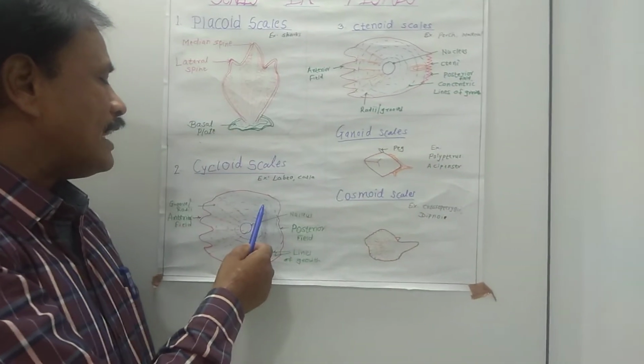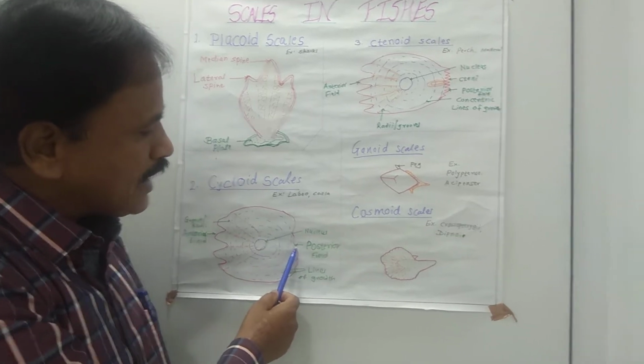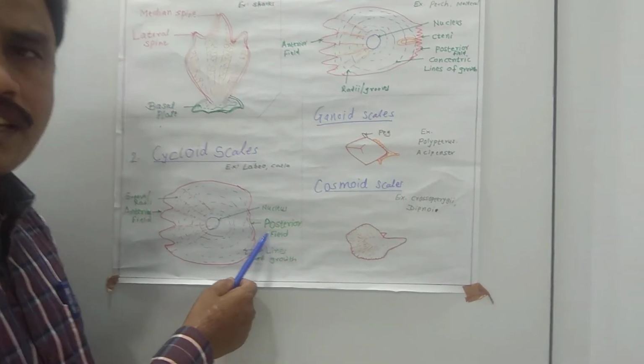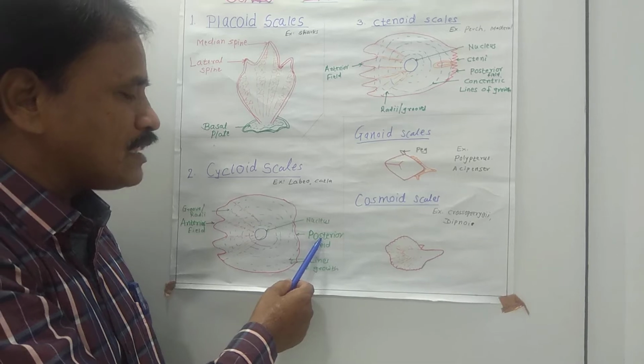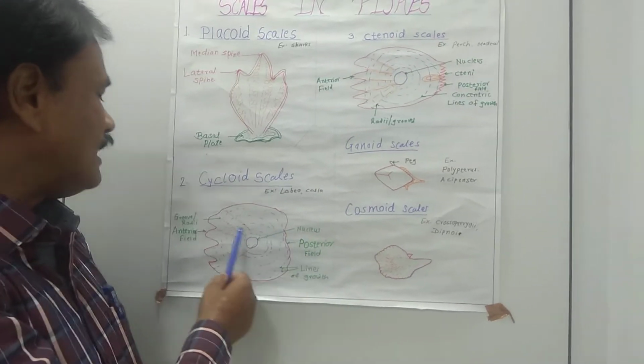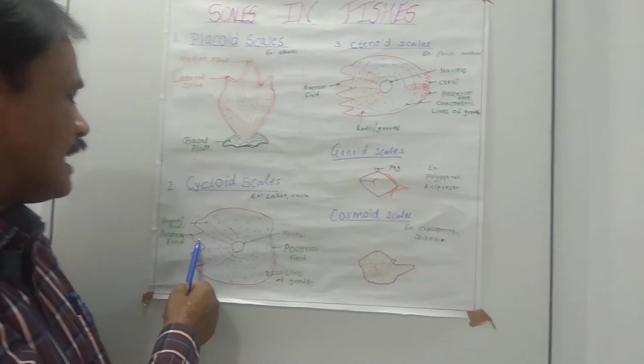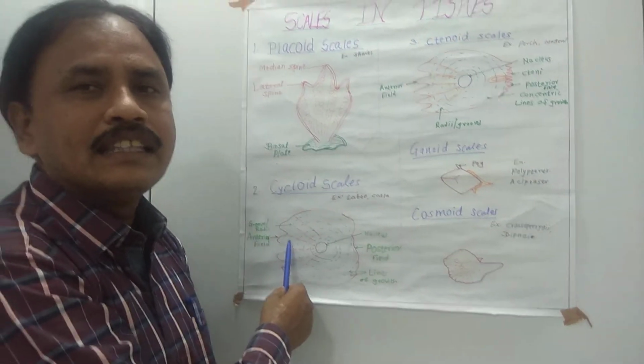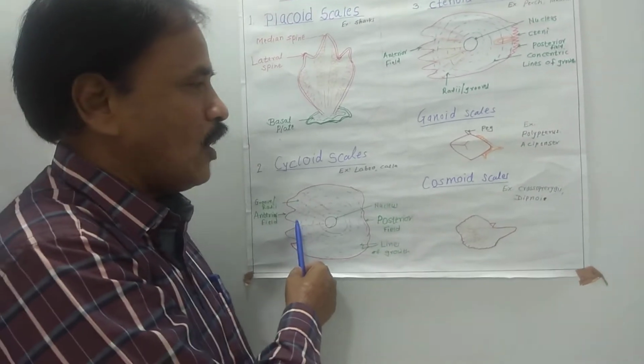So, the cycloid scale has two fields. One is the posterior field, which is the exposed portion. On the surface of the body of the fishes, we can see this surface. And the second is the anterior surface or anterior field. This field is embedded in the body of the fishes, or the skin of the fishes.